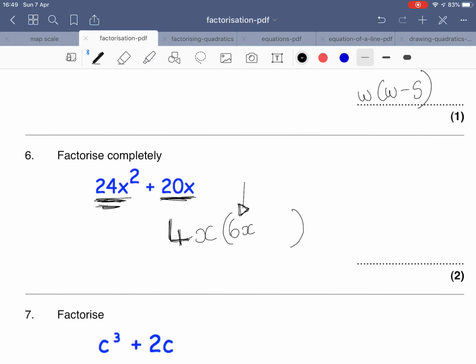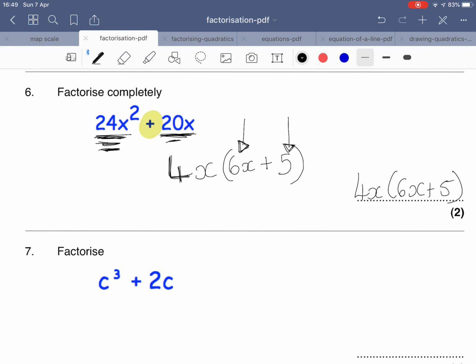So there's going to be a 6x in there as well, because when I expand it, 4x times 6x gives me 24x squared. Now I need to fill in this extra gap here, so 4x times what is 20x. It's already got the x, so I don't need another x in this bit. I just need to know 4 times what is 20. Do my 4 times table until I get 20, so that is 5. And in the middle, we've got a plus, so it is a plus. So this one has a number and a letter on the outside, and you can expand it if you want to check it just to make sure. So always do that in your exam if you're not too sure.